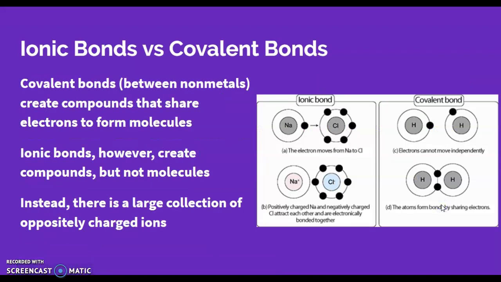Let's compare ionic bonds and covalent bonds. So we went over covalent bonds last week. We know that that's when two nonmetals share valence electrons. With ionic bonds, remember, we just learned they're not sharing electrons. They are transferring electrons, right? So covalent bonds, remember that's between nonmetals, create compounds that share electrons that form molecules. With ionic bonds, there's no molecules. They create compounds, they're attracted to each other, but a molecule is not created. Instead, there's a large collection of oppositely charged ions which are attracted to each other. And you'll see that demonstrated here.